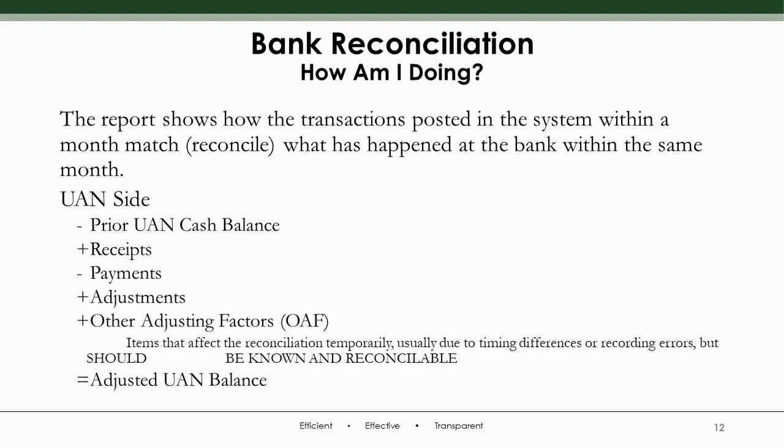On the report, we'll see on the UAN side some of the transactions that have occurred in the system, which is reflective of the cash balance, reflective of any receipts or payments entered during that period, any adjustments and other adjusting factors noted regarding any transactions. Now, keep in mind that items that affect the reconciliation temporarily, usually due to timing differences or recording errors, are other adjusting factors, but they should be known and reconcilable factors, such as if I make an entry within the next month, I correct for that other adjusting factor. And also on that report, I would then see the adjusted UAN balance.